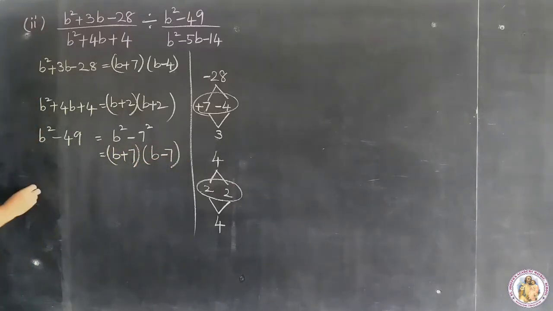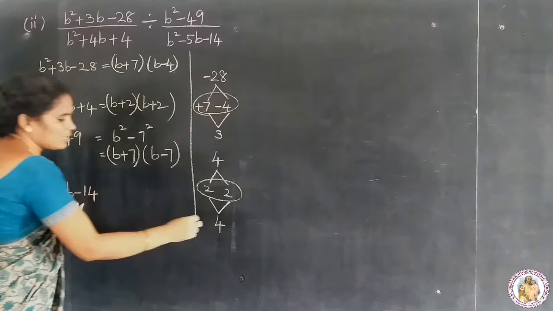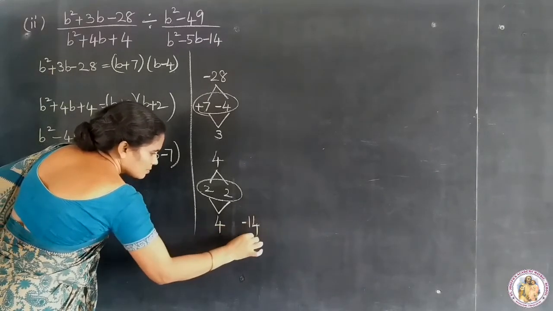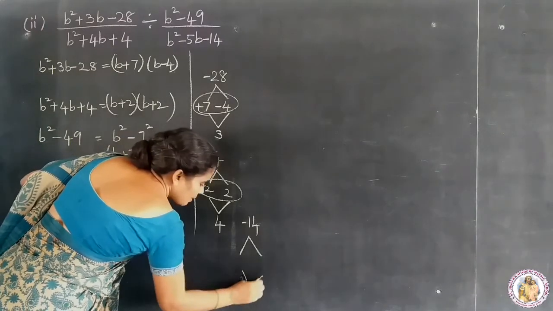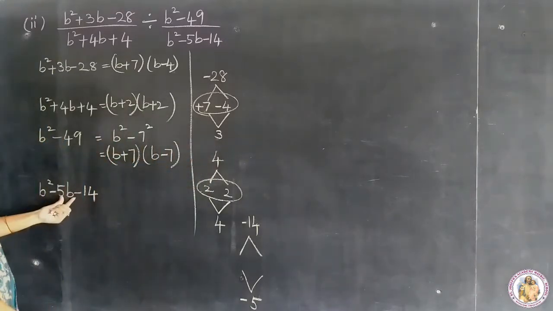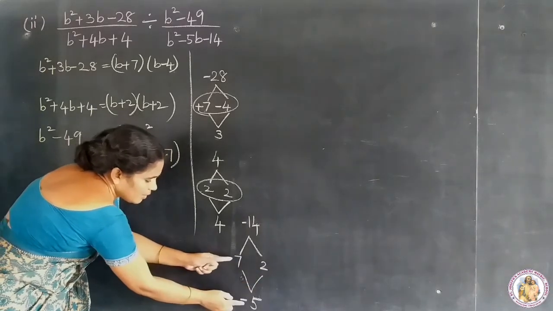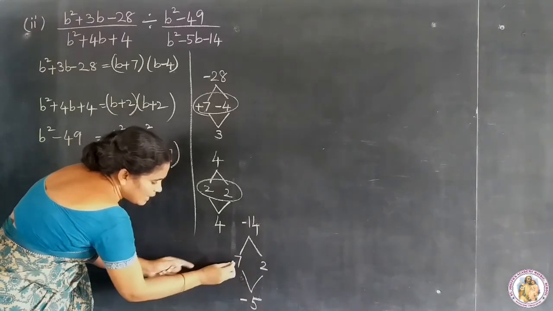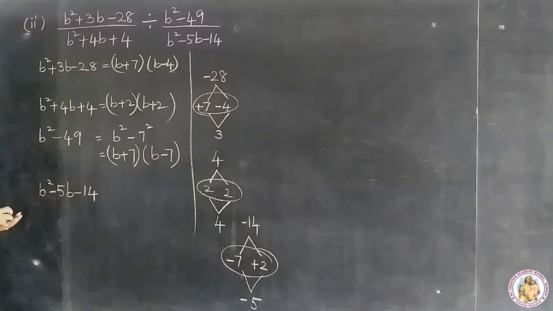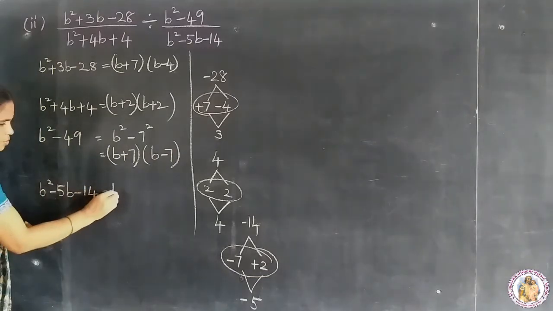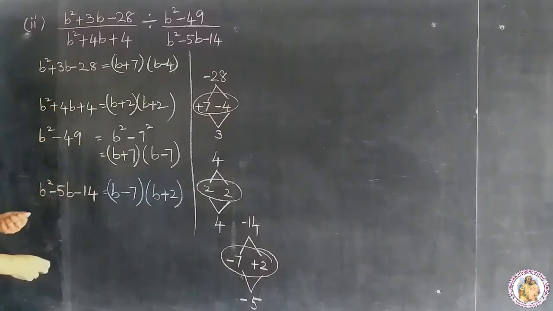Okay, and then b square minus 5b minus 14. If you multiply, you must get minus 14. Add or subtract, you must get minus 5. 7 2s are 14. Here we have minus 5, so give minus for the greater number and plus for the smaller number. Minus 7 and plus 2 are the factors. So (b minus 7) (b plus 2). Now we can simplify.